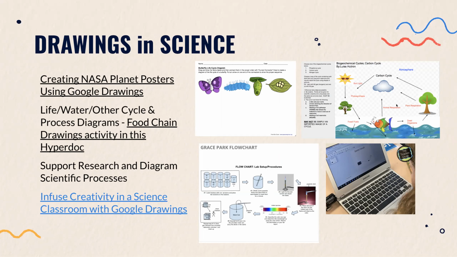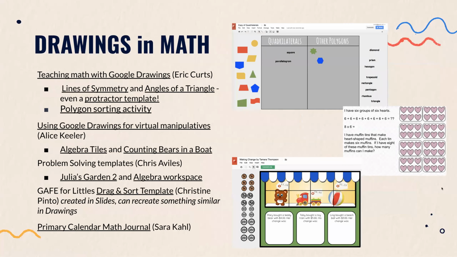And here's a typical cycle that kids might create. This, again, this was assigned to students, and the teacher was able to put her directions right on the left-hand side so that students have them right there when they're building, which is really nice. You just put that in a text box. Okay, so there's actually a whole other resource I found with, if you're a science teacher, ways to bring in drawings creatively into your science classroom. And this was more of a creative endeavor, creating NASA planet posters using drawings.